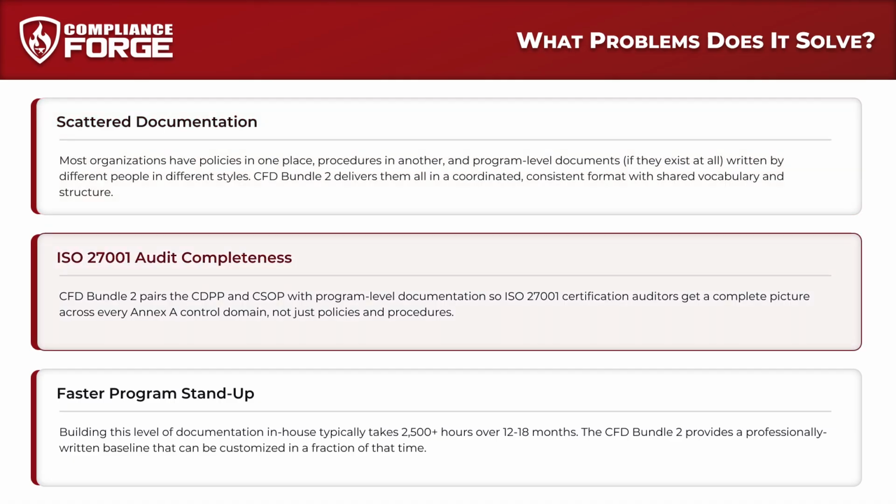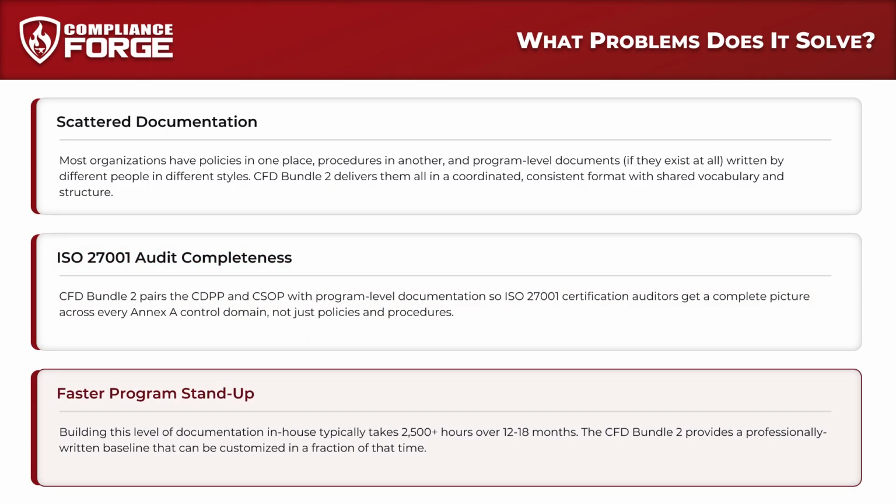The second is ISO 27001 audit completeness. The bundle pairs the CDPP and the CSOP with program-level documentation, so certification auditors get a complete picture across every Annex A control domain, not just policies and procedures. And the third is a faster program stand-up. Building this level of documentation in-house typically takes over 2,500 hours, over 12 to 18 months. The bundle provides a professionally written baseline that can be customized in a fraction of that time.